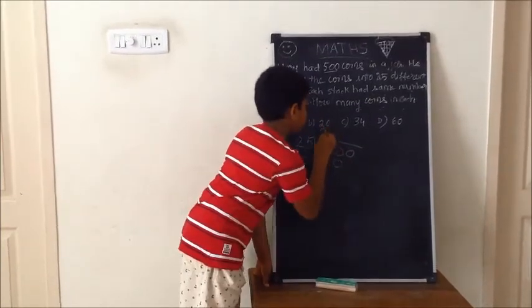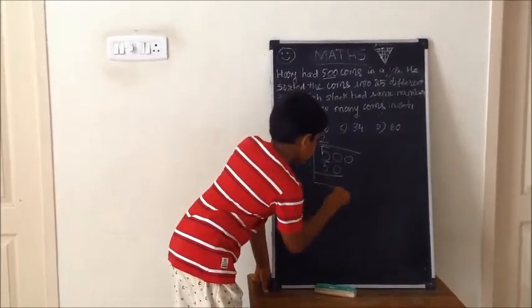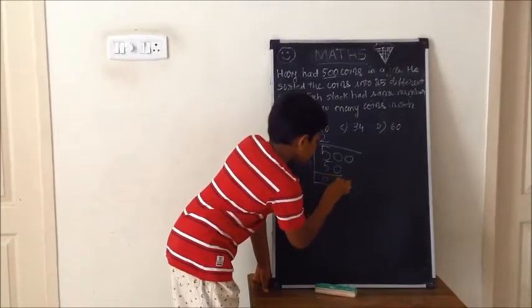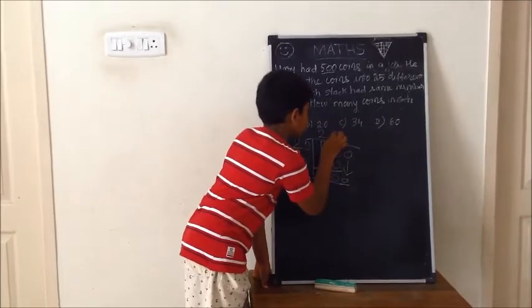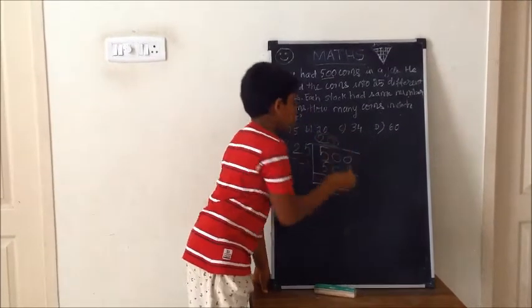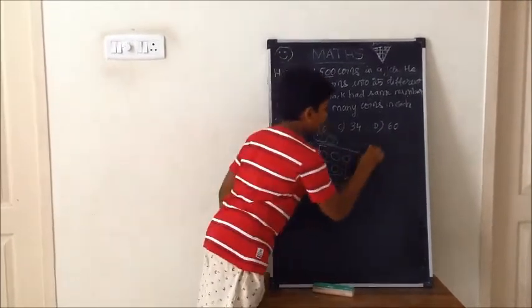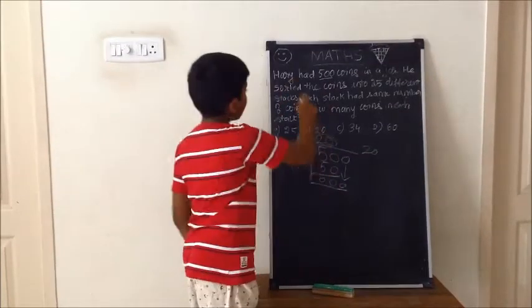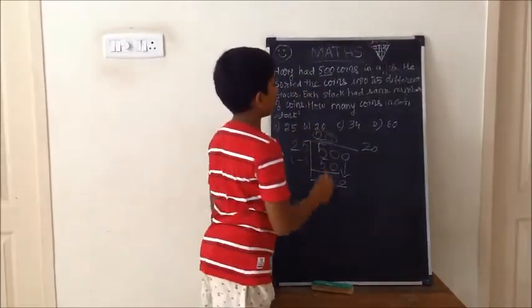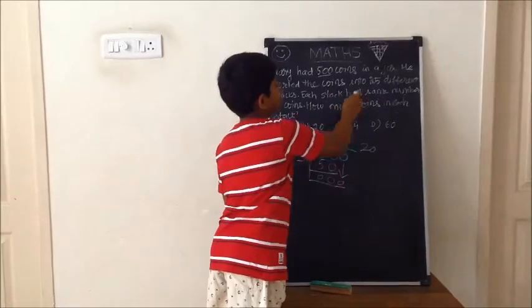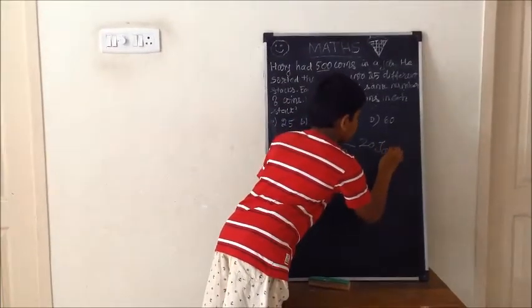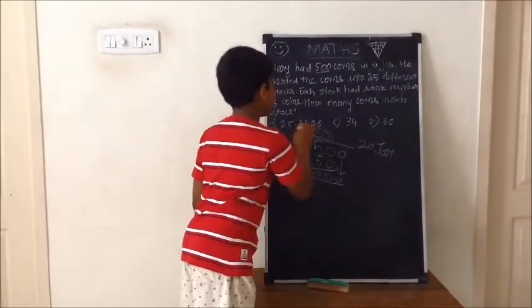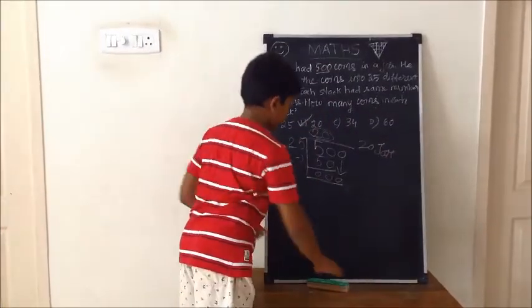I have put the 0, 0, and here also 0. So we should put quotient 0. So we got the answer as 20. Harry will put 20 coins in each stack. So the answer is B, 20.